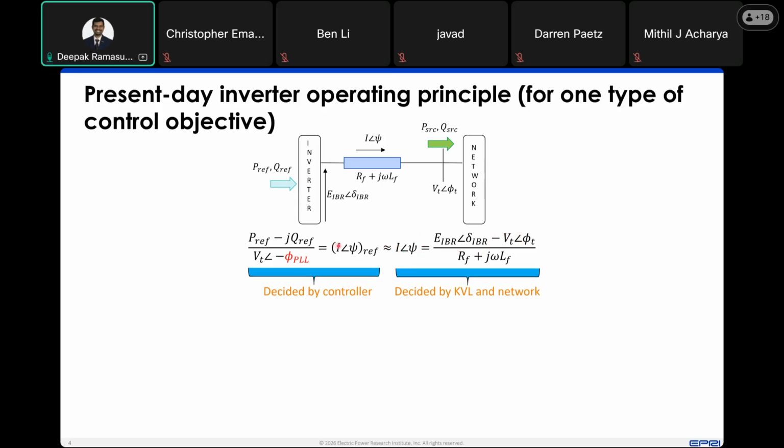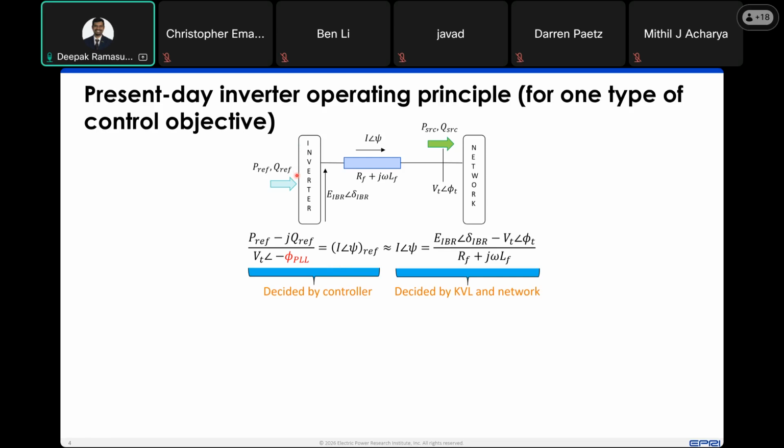On the other side, you have the controller. The controller for the inverter will, in most of the conventional architectures, though there are some newer architectures which will not have this, work as follows. Note that we're talking about an individual inverter. We're not talking about an entire plant.